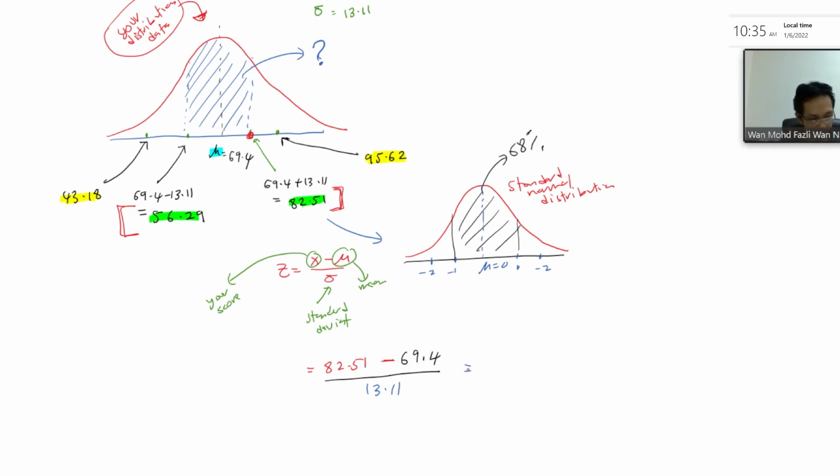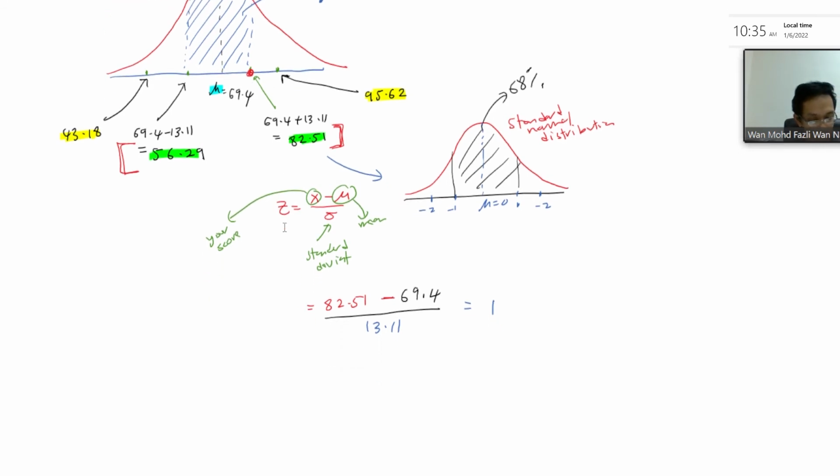You get 82.51 minus 69.4. You get what? You get 1. So when you do that, you get 1, because we are going one standard deviation, right? Similarly, if you do this, you get 1 also.